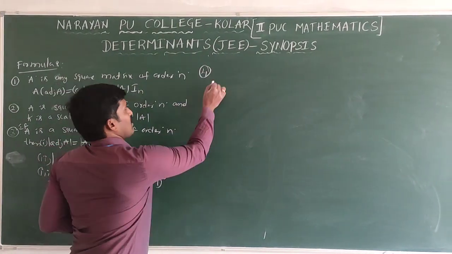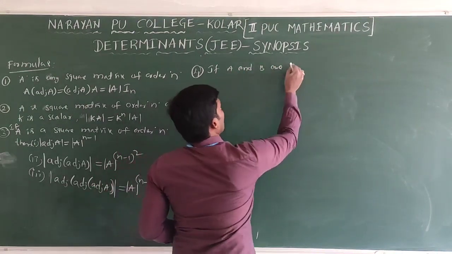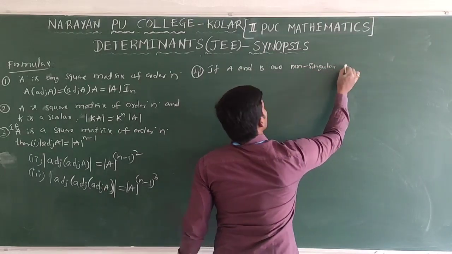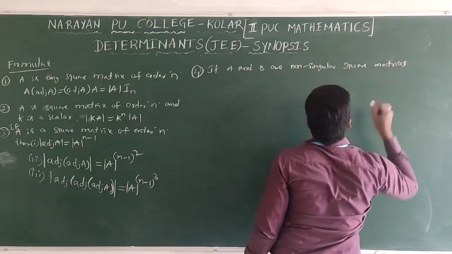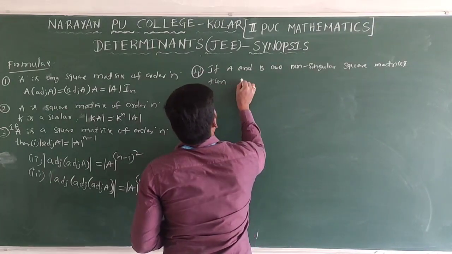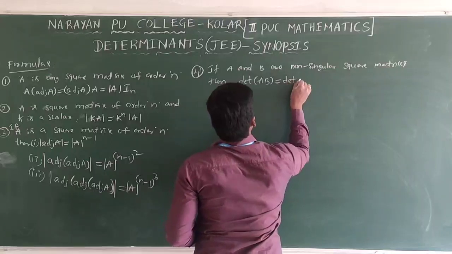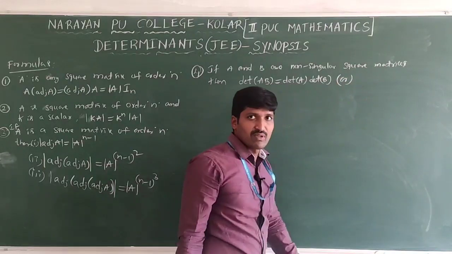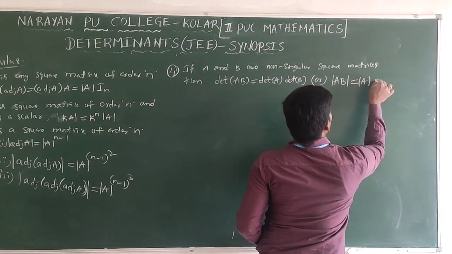Coming to the fourth one. If A and B are non-singular square matrices, then det of AB equal to det A into det B. Or I can write this symbol also. Det of AB equal to det A into det B.